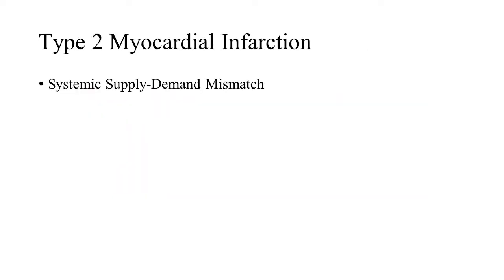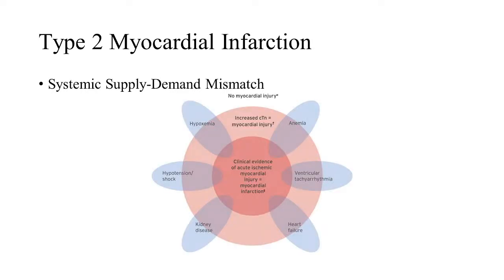I will simplify. Then type 2 MI, just touching upon it, everybody knows this, it's a systemic supply-demand mismatch, and you know the various causes. Because of the supply-demand mismatch, there will be an elevation in the troponin, which fulfills your fourth universal definition of MI. Coming to MINOCA mimics, there are 3 of them. I won't go into detail of all of this.